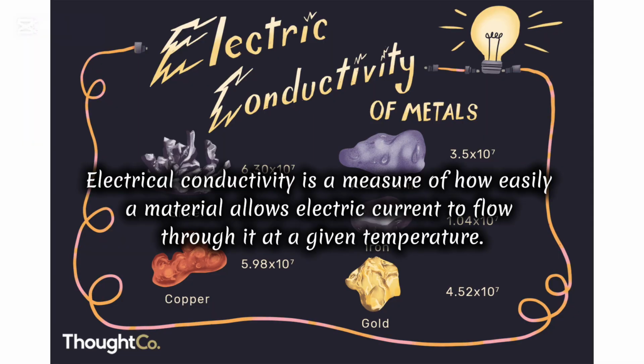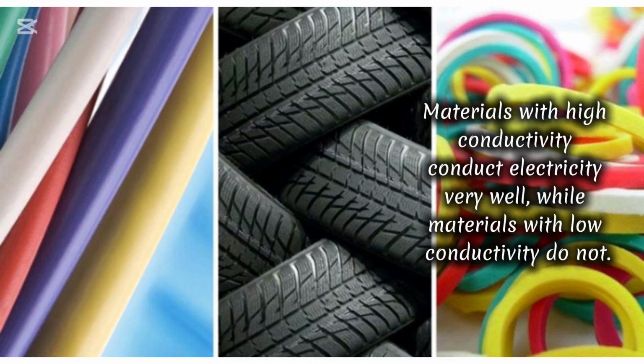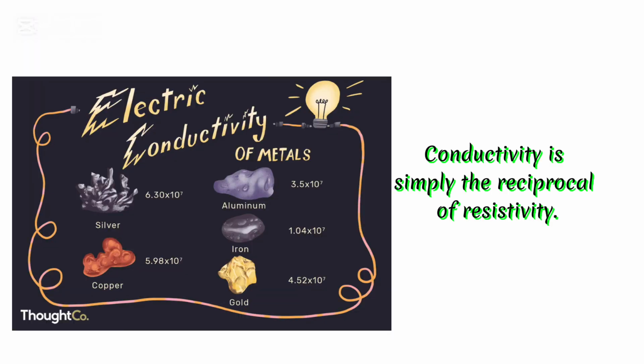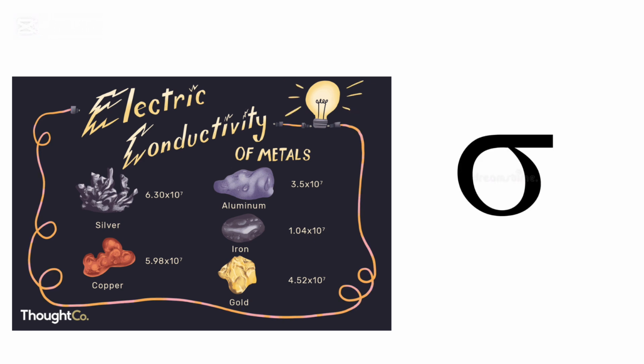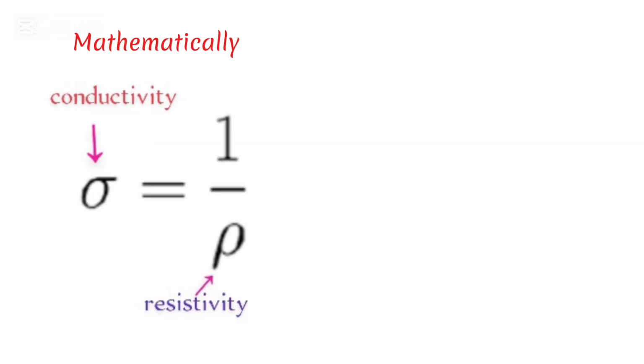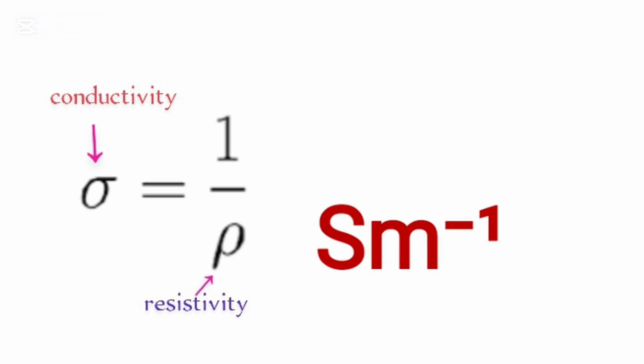Electrical conductivity. Electrical conductivity is a measure of how easily a material allows electric current to flow through it at a given temperature. Materials with high conductivity conduct electricity very well, while materials with low conductivity do not. Conductivity is simply the reciprocal of resistivity. It is represented by the Greek letter sigma. Mathematically, sigma is equal to 1 over rho. The SI unit of electrical conductivity is the Siemens per meter, written as S m raised to minus 1.